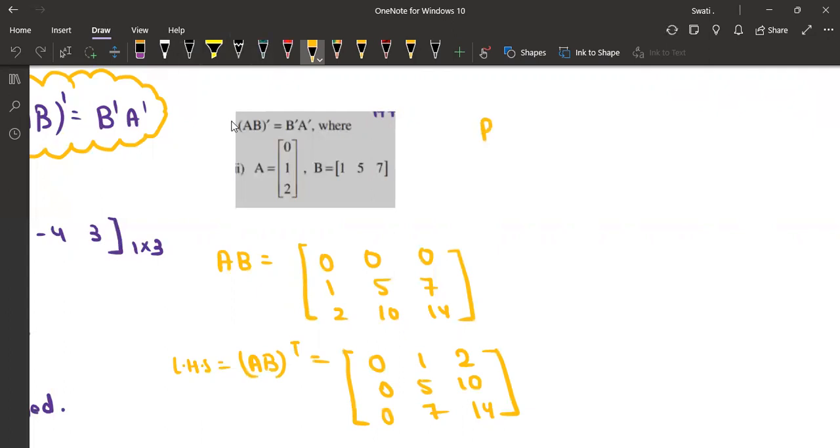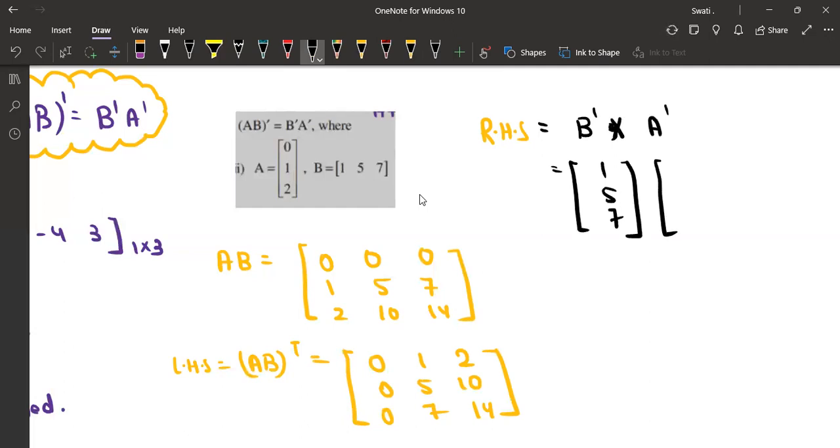Now let's figure out what we will get on the RHS. So for that, let me change the color. On the RHS, we have to find first B transpose. Okay, let's write down B transpose. So B transpose is going to be here, I'm writing it, 1, 5, 7. Okay, and A transpose, I'm just writing it below, or I can just write down B transpose, A transpose. So A transpose will become 0, 1, and 2.